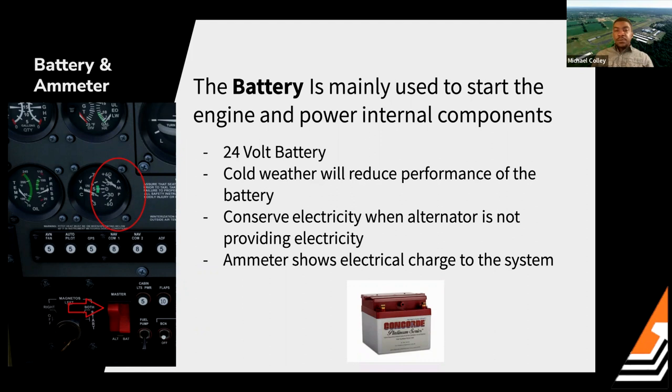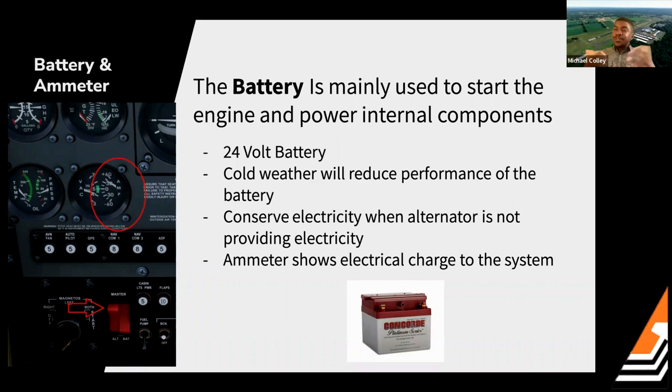The battery also conserves electricity when the alternator is not providing electricity. So let's say you have an alternator failure, which we'll go into. A good battery will hold or power your avionics for about 45 minutes, but typically about 30 minutes. Let's say you're flying in perfectly VFR weather. If you see the volts light on your annunciator display, or you see the ammeter showing a negative charge, get down to the ground in about 30 minutes or sooner, as soon as practical.